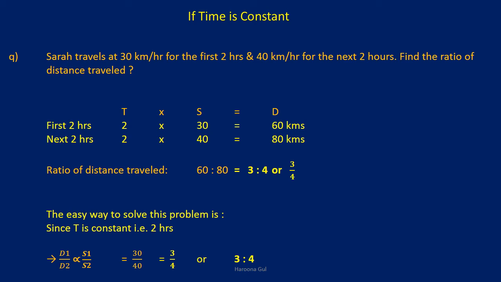Now, solving the question in the direct way, or in the easiest way possible, is to see what is constant here. The time is constant here, which is 2 hours, right? So if t is constant and the speed increases, this means that d will also increase. And this means that d1 over d2 is going to be equal to S1 over S2, which is equal to 30 over 40 or 3 over 4. So our answer is going to be the same, that is 3:4, right?